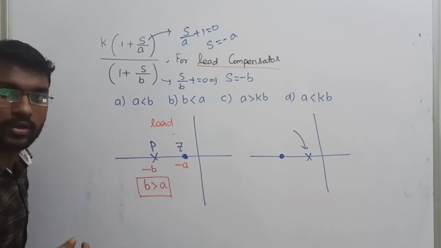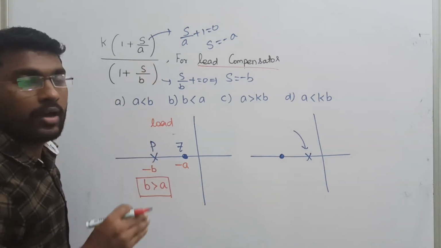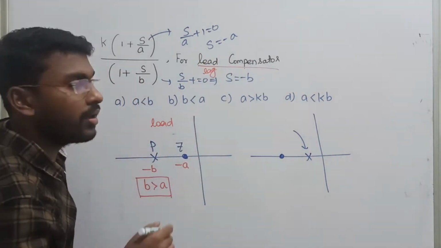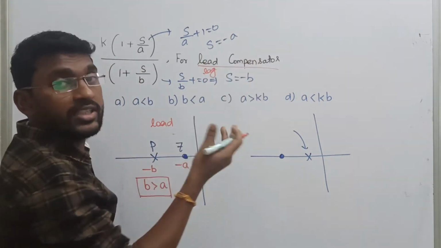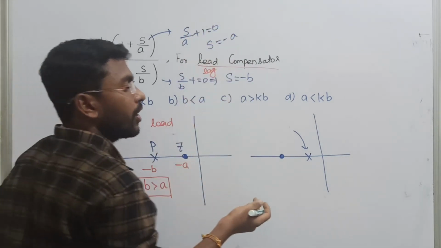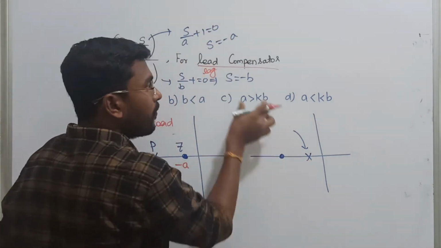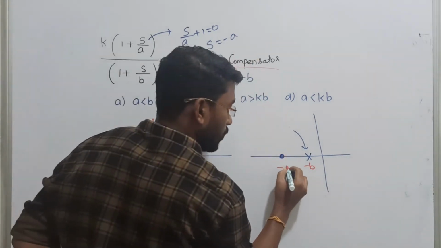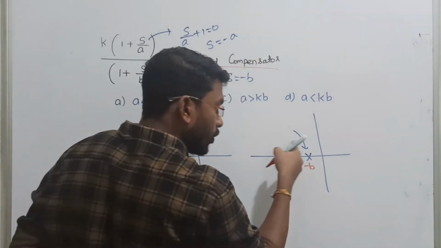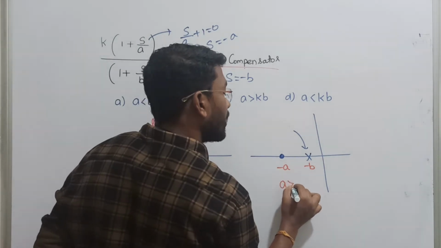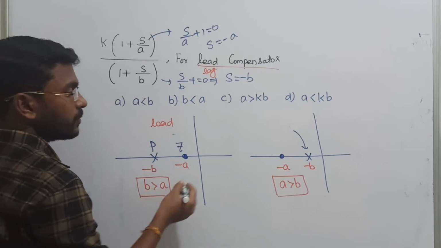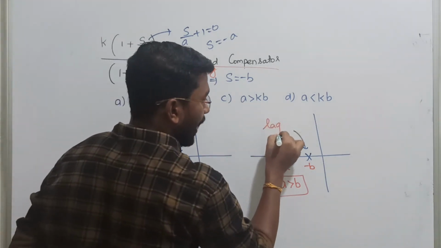Suppose in the same question we take the same function, how do we find the condition for a lag compensator? We just have to change the values of a and b once again. Priority will be given to the pole. First the pole will be placed, and then we place the zero such that if I find the magnitude, the value of a will become greater than b in the case of a lag compensator. So this is meant for lead and this is meant for lag compensator.